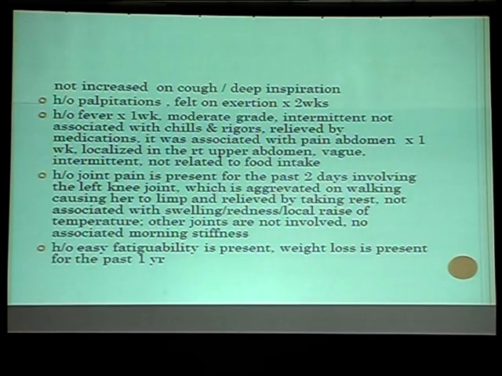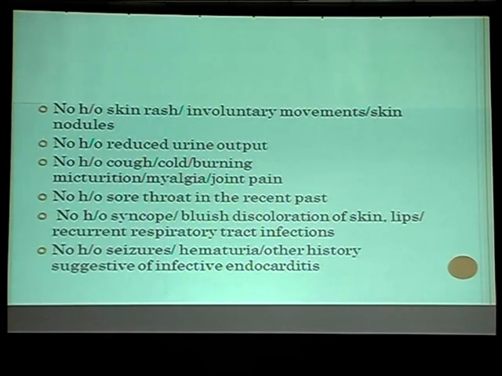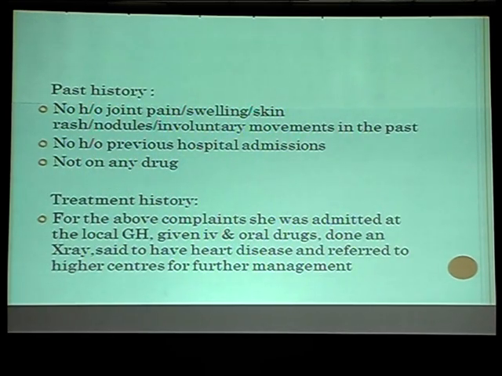The history of easy fatigability, weight loss and loss of appetite is also present for the past 1 year. There is no history of skin rash, involuntary movements or skin nodules, no history of reduced urine output, no history of cough, cold, burning micturition, myalgia or joint pain, no history of sore throat in the recent past, no history of syncope or bluish discoloration of skin, lips or recurrent respiratory tract infection, no history of seizures or hematuria, or other history suggestive of infective endocarditis. Past history, there is no history of joint.